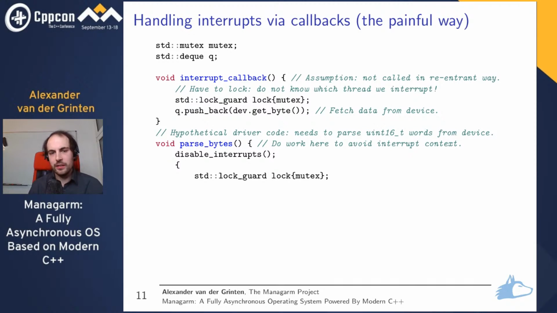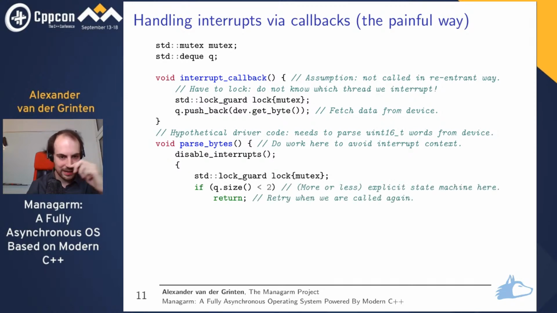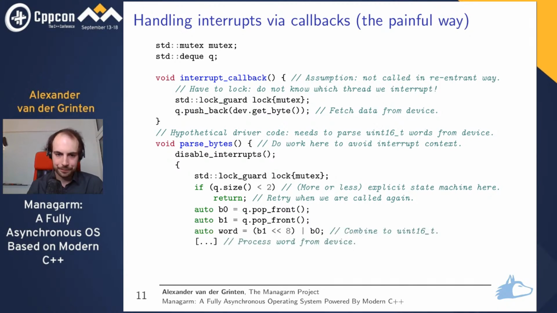First thing that we need to do is we need to disable interrupts. Why is that? Because we need to ensure that we do not call into the interrupt callback again while we're accessing the mutex. Otherwise, we can get deadlocks. So then we have to add an implicit state machine here because we do not know the size of the queue. If there are 2 or more bytes, then we are fine, and we just retry the operation if that's not the case. How that works is out of scope here, but this is not so far from a real example.